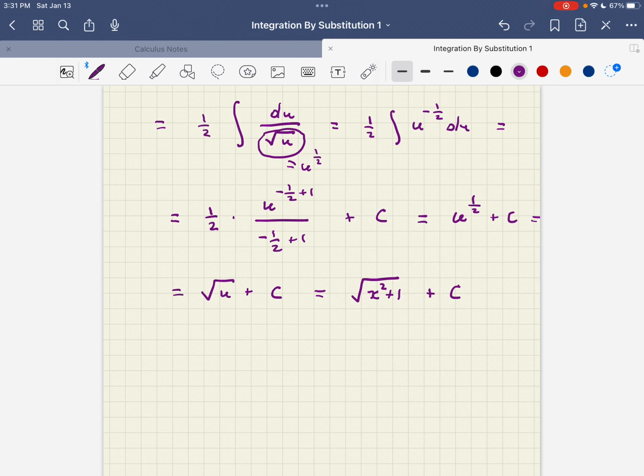Okay, well, these are the basic ideas, and what I'd like you to take away from these examples is that when we integrate by substitution, essentially what we're doing is we're working with differentials, which are part of the integral.